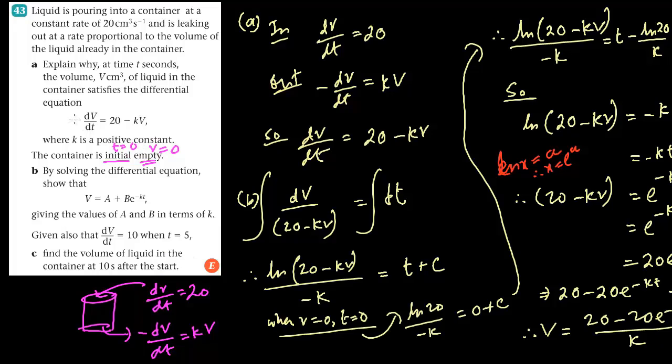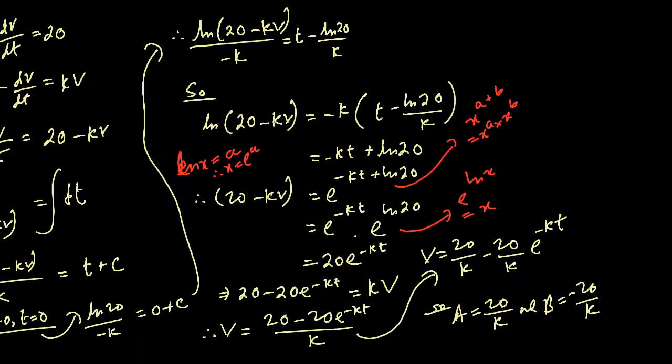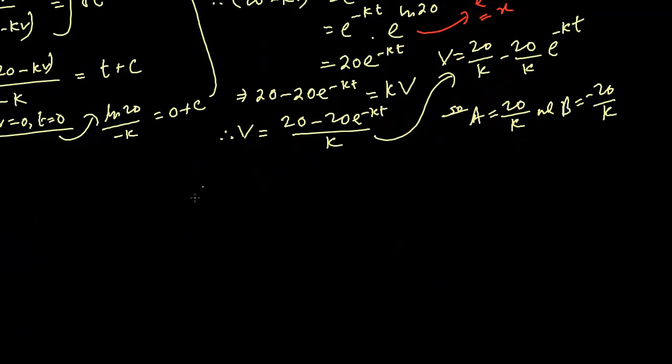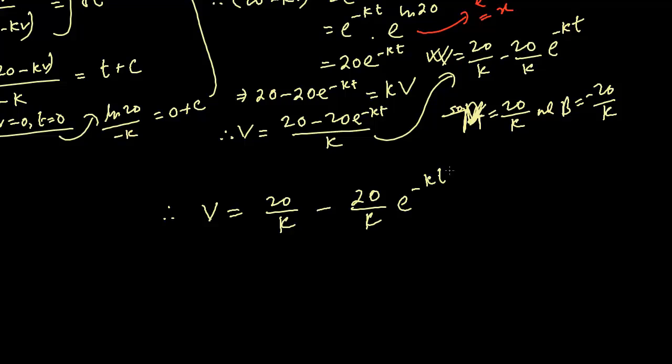Now the first thing that we have, dv by dt equals 20 minus kv. We don't have t in this expression, so we cannot use it. Instead, we can use the previous sum that we just did. So we can write v equals 20 by k, it's a constant, minus 20 by k e to the power minus kt.